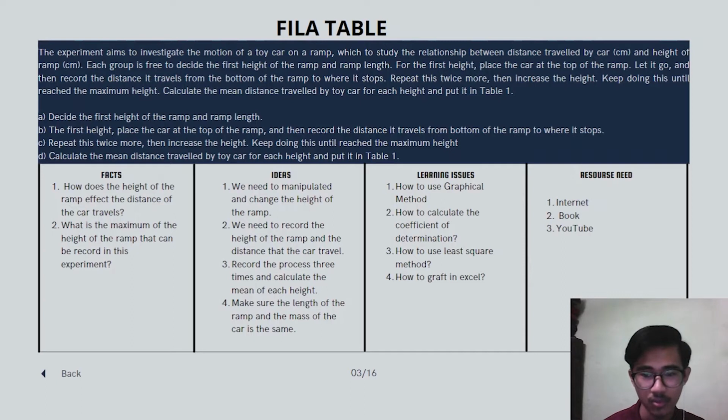Next, how to use the least square method and how to graph in Excel. For the resources we need, the first one is course internet, number 2 from book or module, and the last one is from YouTube.